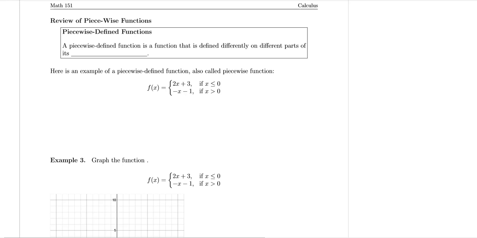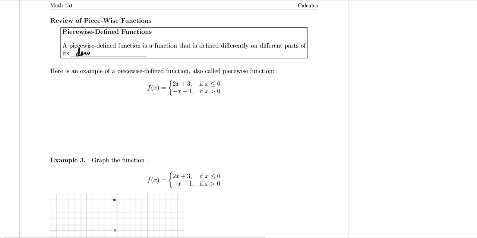How's it going, guys? So in this recording we're going to be going over one-sided limits. Now before we get to one-sided limits though, I first want to review the concept of piecewise functions. Now piecewise functions are just a function that is defined differently on different parts of its domain.